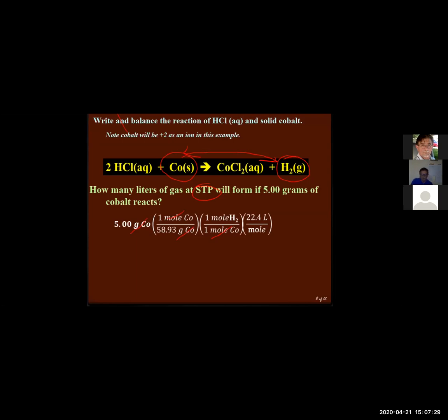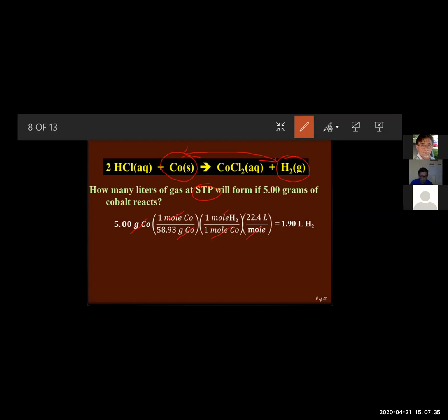That being the case, we do the math, noting my units again. They're canceling out, leaving me with liters of hydrogen gas, which is what the problem told us we're trying to calculate. So if I start off with 5 grams of cobalt and it reacts with sufficient hydrochloric acid, I should make almost 2 liters, 1.9 liters of hydrogen gas.